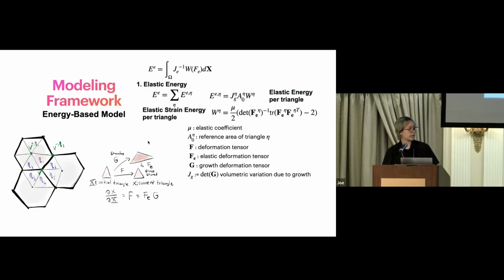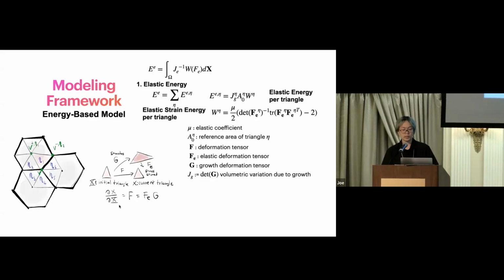So let's look at this diagram. I have a triangle here. I call it the initial triangle. And then after a while, it got deformed into the current triangle here. So the map that explains the deformation is the so-called deformation tensor F, which is basically the partial derivative of the current triangle x with respect to the initial triangle capital X here.